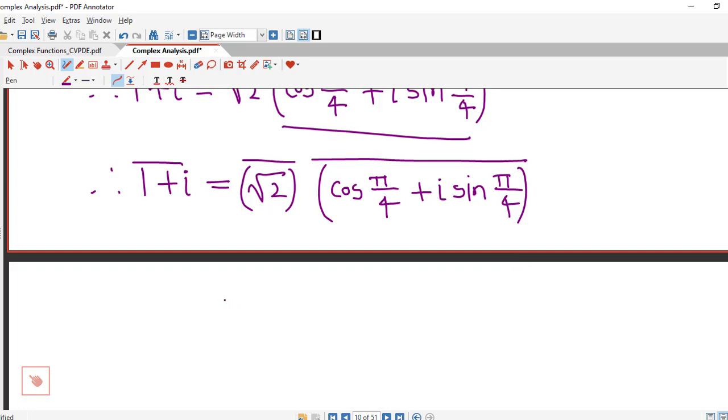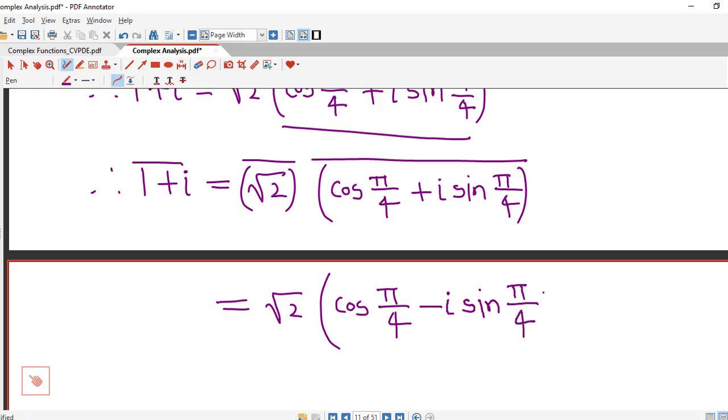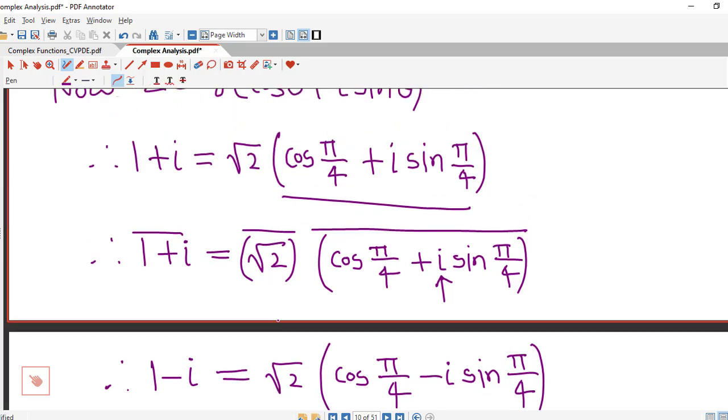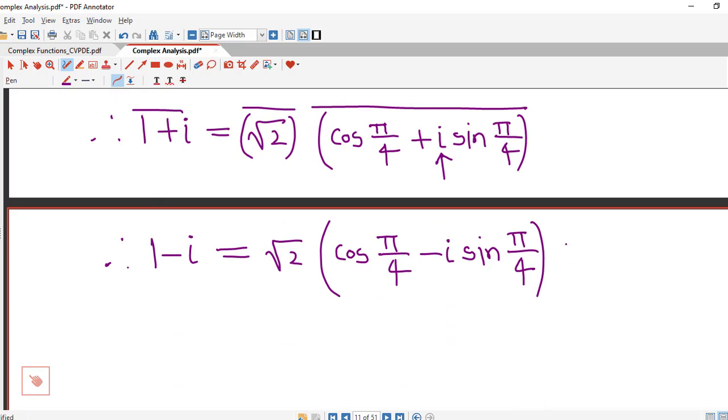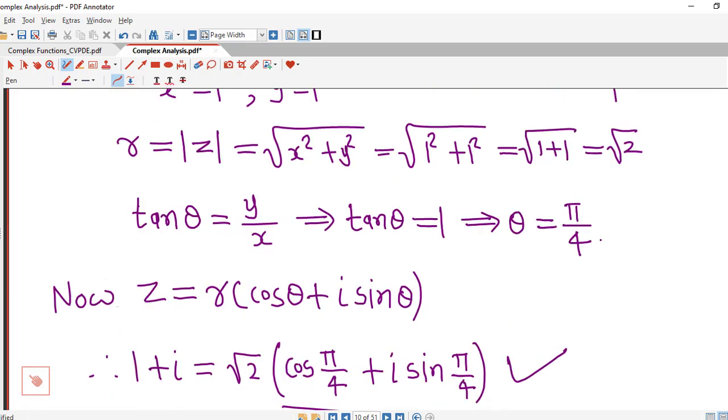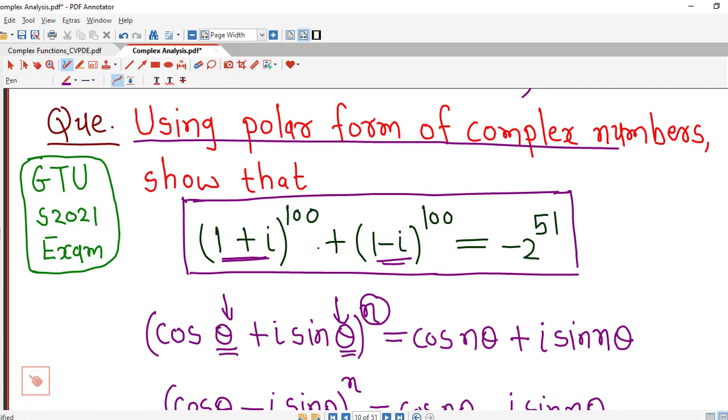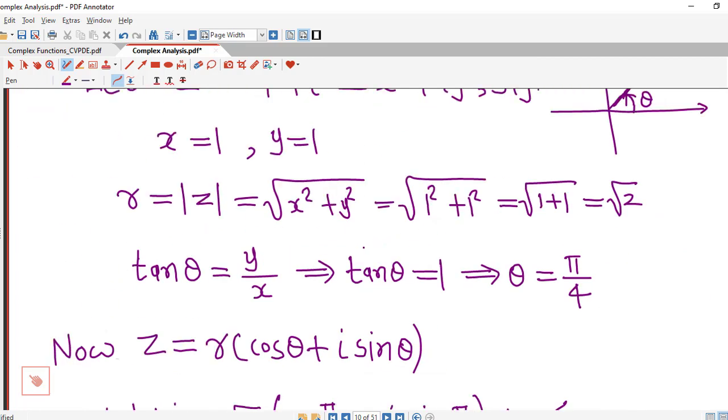Because root 2 is a real number, its conjugate is root 2 itself, and the conjugate of cos pi by 4 plus i sin pi by 4 is cos pi by 4 minus i sin pi by 4. We are replacing i by minus i, and the conjugate of 1 plus i is 1 minus i. So now we have the polar forms of 1 plus i and 1 minus i. Now we try to simplify the expression (1 plus i) raised to 100 plus (1 minus i) raised to 100.